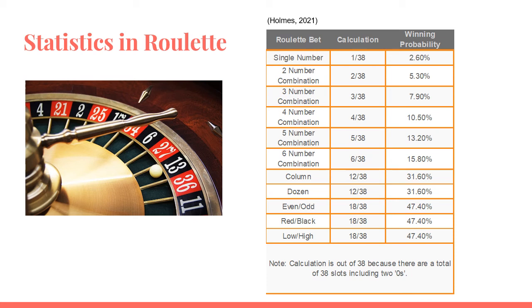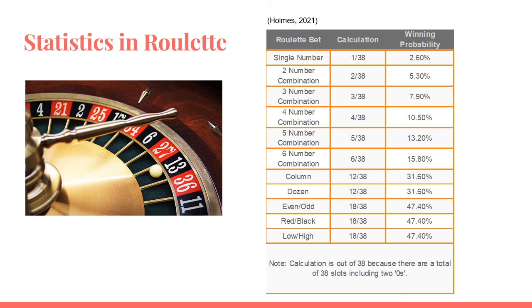In this table, if the bet is on a single number, since the single number is just one out of the 38 possible outcomes, the winning probability is just going to be 2.6%. Similarly for two numbers. If the bet is placed on a two number combination, since the desired outcomes are only two, out of the possible outcomes, which are 38, the chance of winning is only 5.30%.